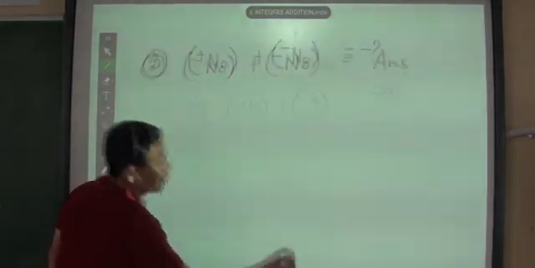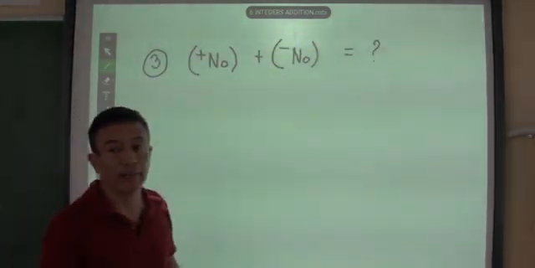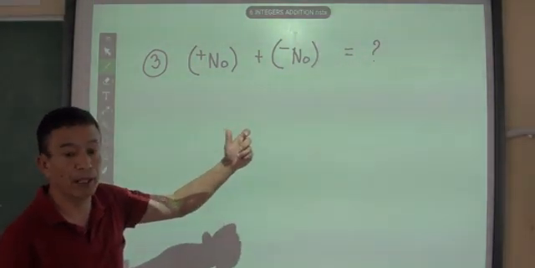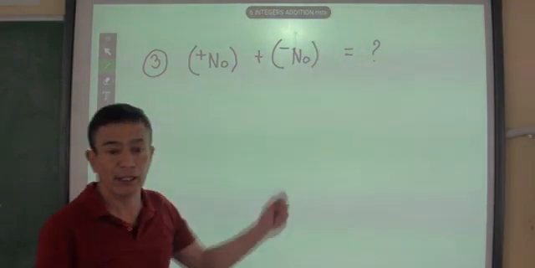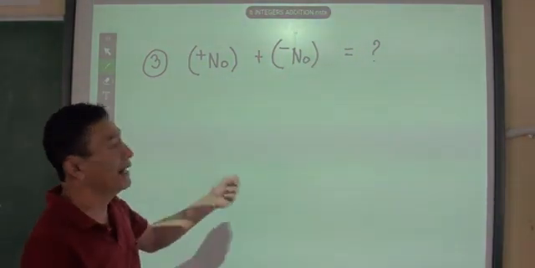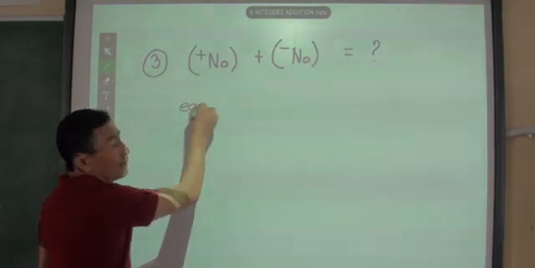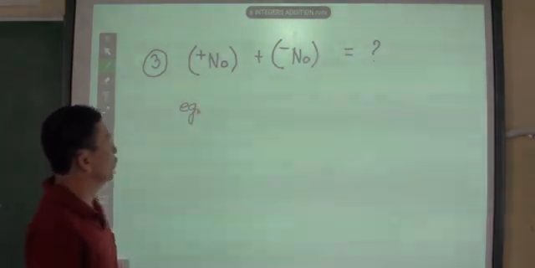Looking at the third one. Now here you have to be a little more careful. One is a positive number, one is a negative number. The answer could be either positive or negative depending on the sum that we come across. So as I give the example, I give you the explanation also.